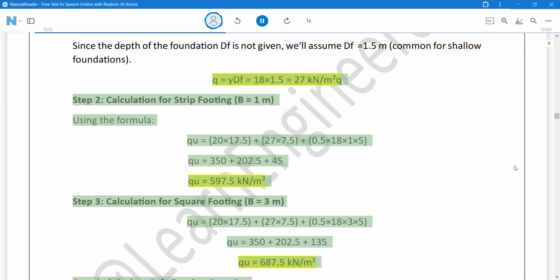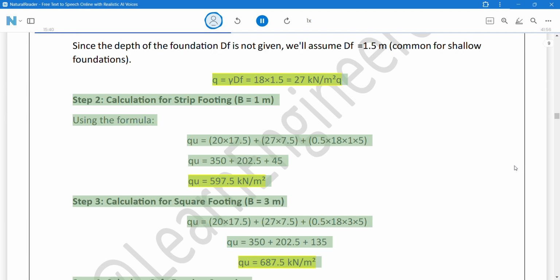Step 2, calculation for strip footing using the formula: Q equals 350 plus 202.5 plus 45, Q equals 597.5 kN per square meter. Step 3, calculation for square footing: Q equals 350 plus 202.5 plus 135, Q equals 687.5 kN per square meter.